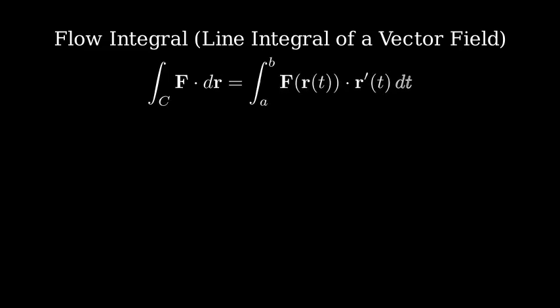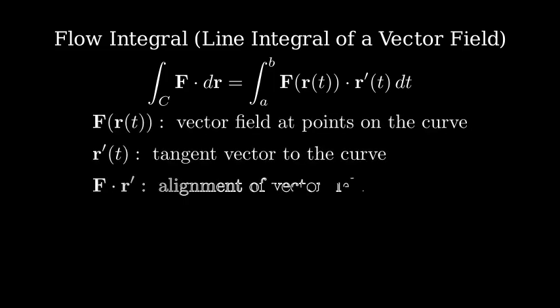Mathematically, if we have a vector field F of x, y, z, and a smooth curve C parameterized by the vector function r of t, where t ranges from a to b, the flow integral is written as the integral of F dot dr along curve C, which equals the integral from a to b of F evaluated at r of t dot product with r prime of t dt.